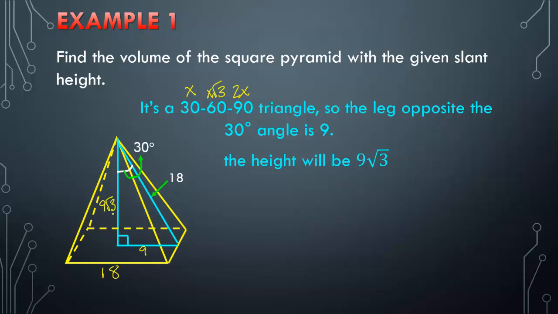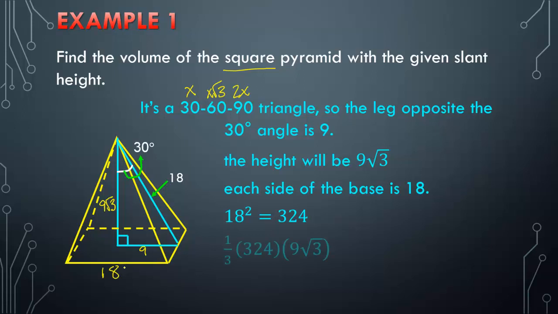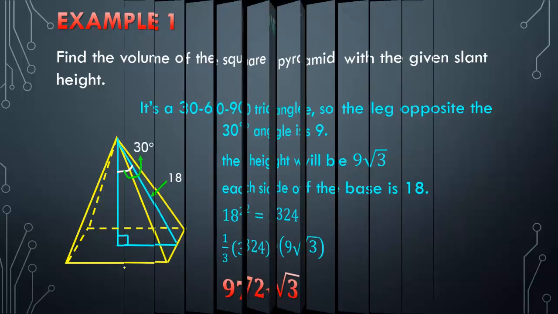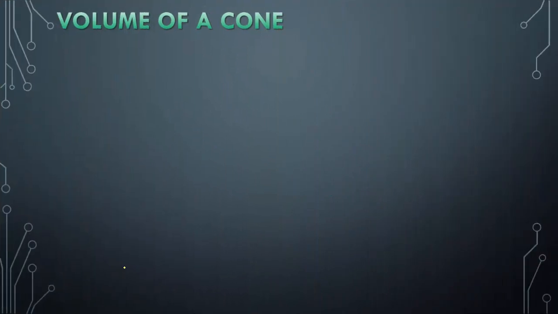The other important thing to note is it said it's a square pyramid. So if one side is 18, each side is 18 because it's a square. So we do 18 squared, which is 324, so that takes care of the area of the base part. And then the height is 9 root 3. And since it's a pyramid, it's 1/3 the product of those two. So 1/3 of 324 times 9 root 3 is 972 root 3. Easy enough.